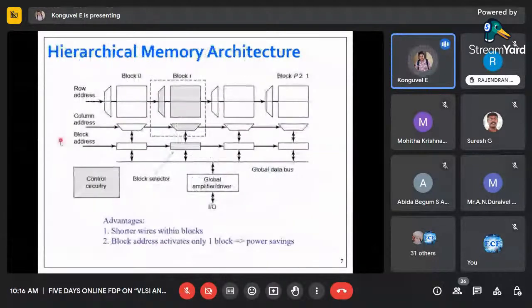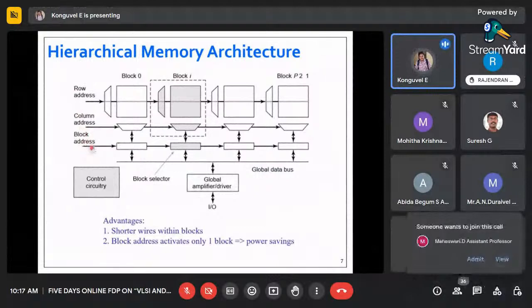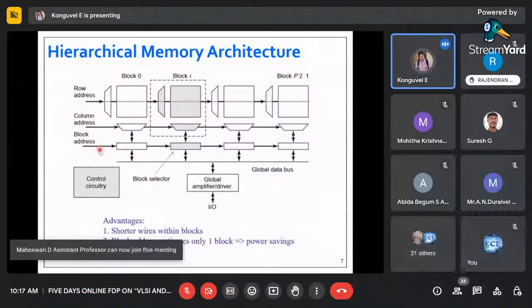In 1D memory architecture, the address bits are used for only one thing, that is the row. In 2D, the address bits are divided into row and column. Whereas in 3D, that means the hierarchical memory architecture, the address bits are divided into three categories: one is for row address, one is for column address, one is for block address. So how is it activated? First, initially the block address will be selected. It is like a select line only, so it will select a complete block. We will have n number of blocks, and out of n blocks, we are going to select only one block.